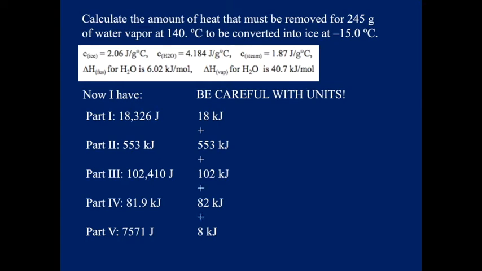Remember significant digits. I have really 7.57 kilojoules. Here I have 553 kilojoules. Based on precision, this is basically the same as 8 kilojoules. This is 102 kilojoules. You notice they more or less even out. But we can't have 18.326 kilojoules if I have 553 kilojoules in another case, or 82 kilojoules in another case. That's how much heat total, if I did the math right, had to be removed from my water vapor to bring it down to ice.